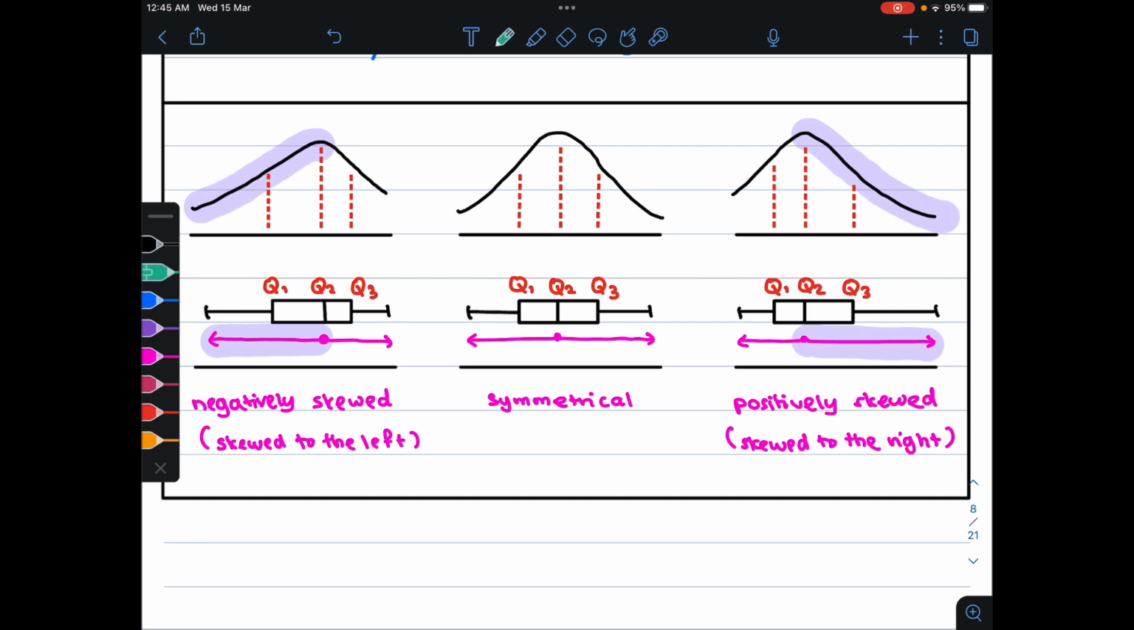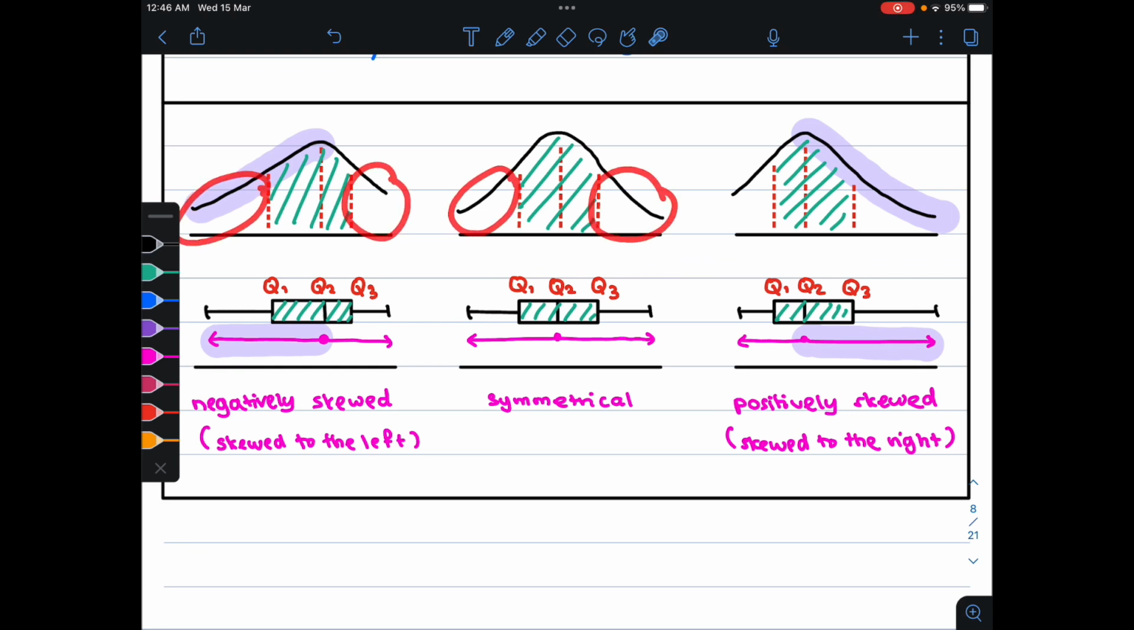That's why this is called positively skewed. And don't forget the significance of the box. So the box tells you that 50% of the data is here. And hence the rest of the data will be to the left and the right side of this part.